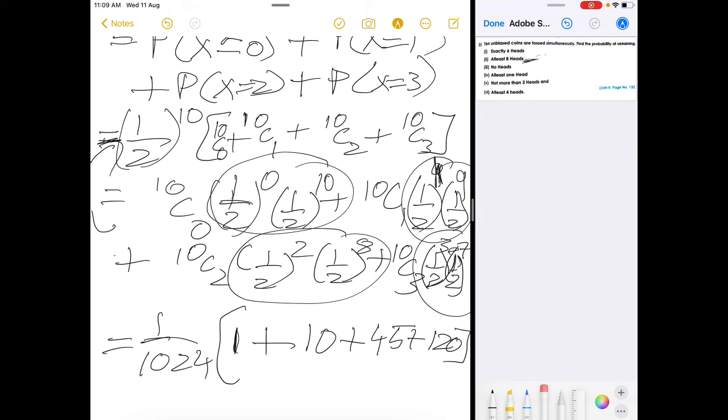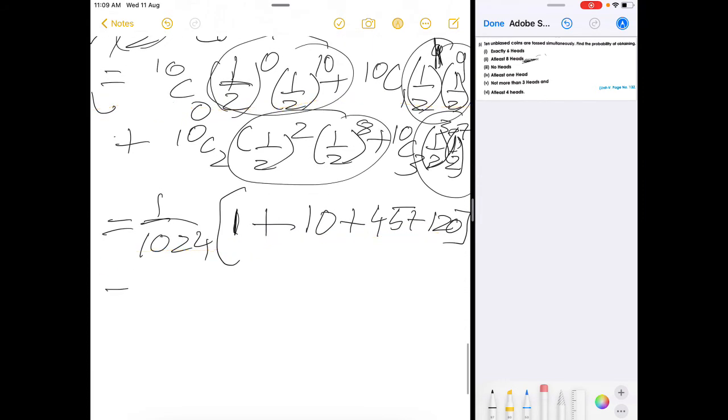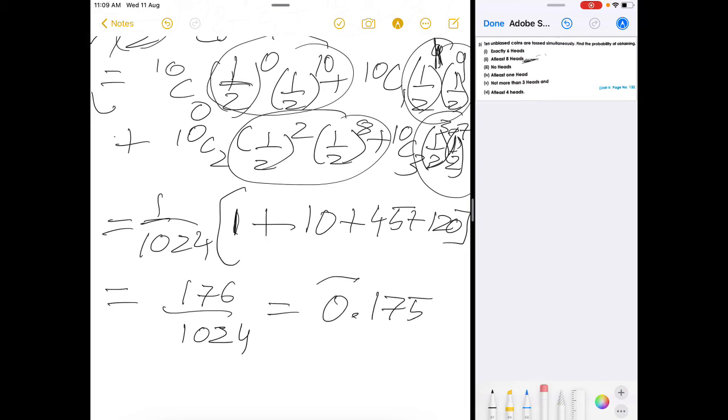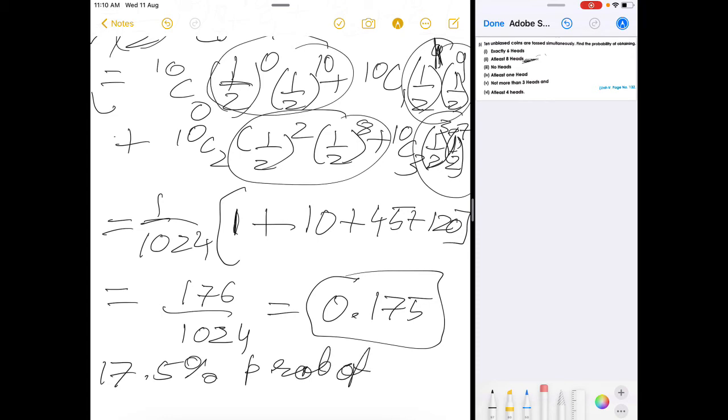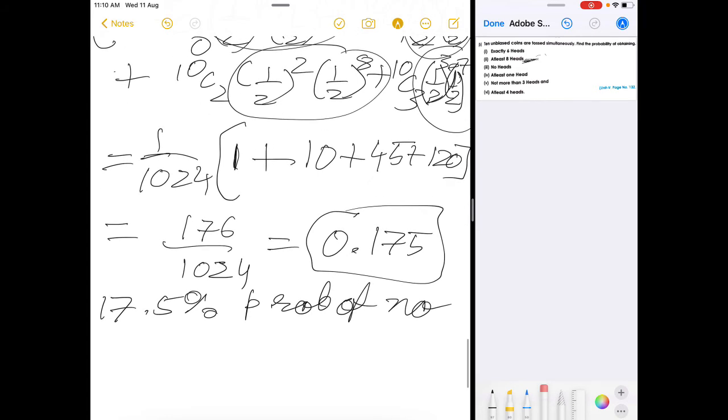Okay, you know the formula, please verify it. So essentially what I am getting is 1 plus 10 plus 45 plus 120, which is 176. 176 divided by 1024 is equal to 0.175. That means 17.5% probability of no more than three heads.